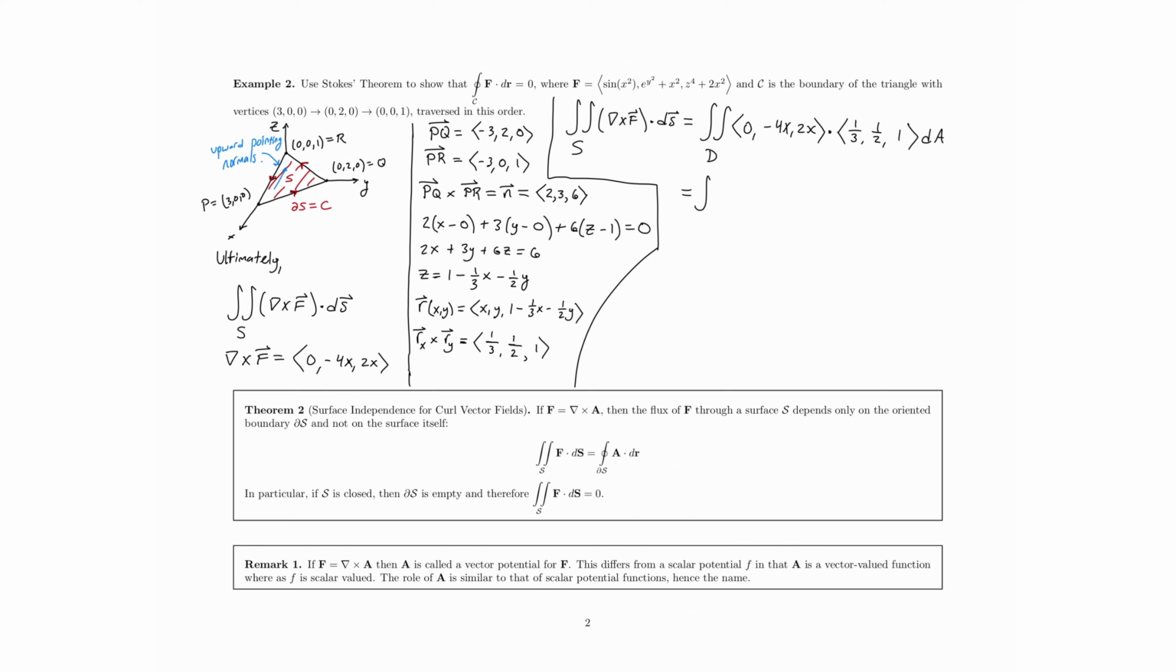So this is the double integral over D. If we do our dot product, we're going to have the following. This will be, parentheses, 0 minus 2x plus 2x dA, which is equal to the double integral over D of 0. And no matter what D is, we're going to get 0, because the integral of 0 is 0.